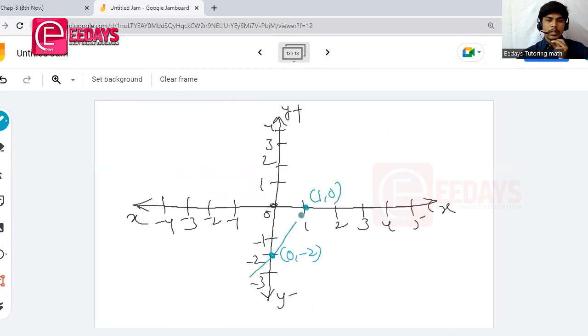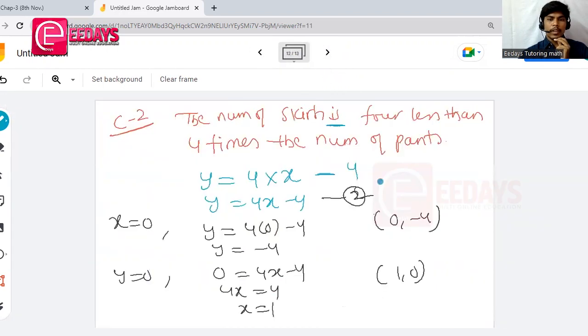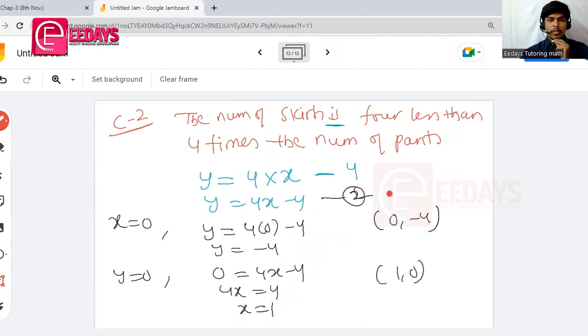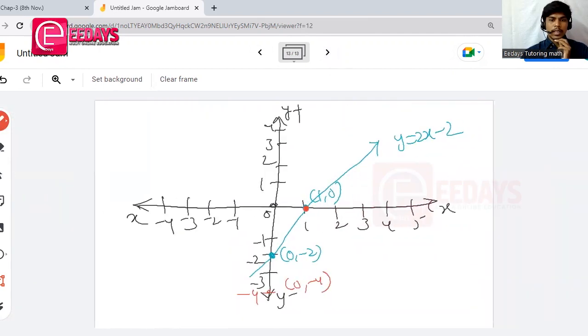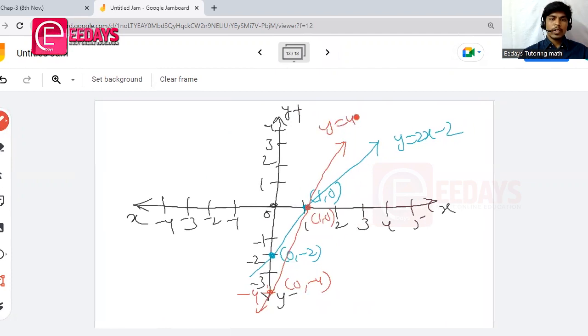So let's join these 2 points. This line we call the first line, that is y is equal to 2x minus 2. And let's draw the second one. Second point 0 comma minus 4, minus 4 is somewhere here. And 1 comma 0, here. Okay, let's join these 2 points. So this is the graph of y is equal to 4x minus 4, this line.